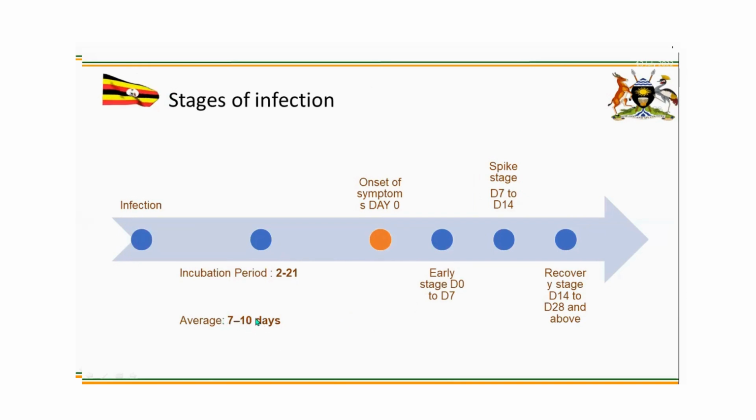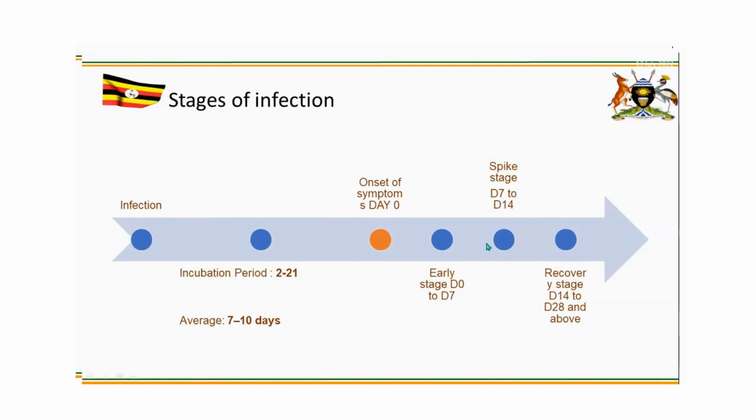You can have that 7 to 10 days at the start of the period. Then later on, as you improve your screening tool and all that, you find that these days are reducing. You may find that you can pick up the cases much earlier. From the time they develop symptoms, we call that day 0. So from day 0 to day 7 is the early stage of the infection, and doubling it to day 14 is the spike stage, and then the patient recovers later on. So that's generally the natural history of the illness.